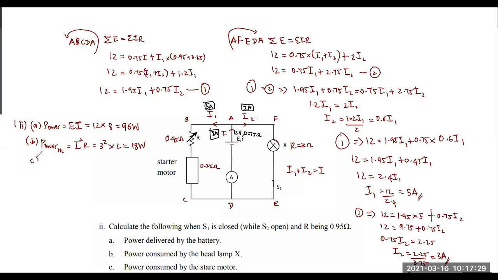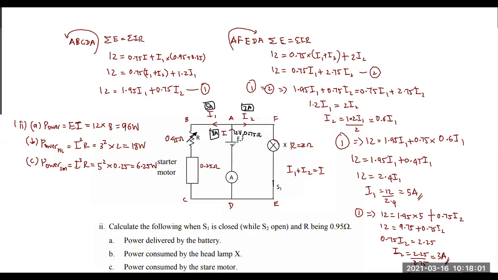Okay. And C part, power consumed by the starter motor. Again, I squared R. Now what is the current going through the starter motor? 5 ampere. Careful, 8 ampere is the total. 5 ampere is the current going through the starter motor. So you have to multiply 5 squared into the resistance of the starter motor, 0.25. 25 into 0.25, 0.25 is 1 over 4. 25 divided by 4, 6.25 watt.